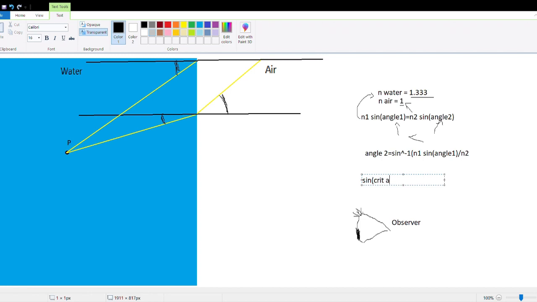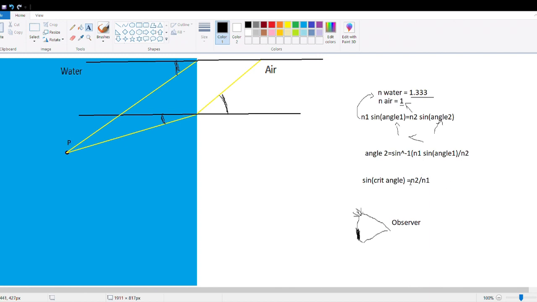sine of critical angle equals n of the second material, so not where the object is but where the observer is, divided by the index of refraction of the material where the object is. And that's the critical angle.